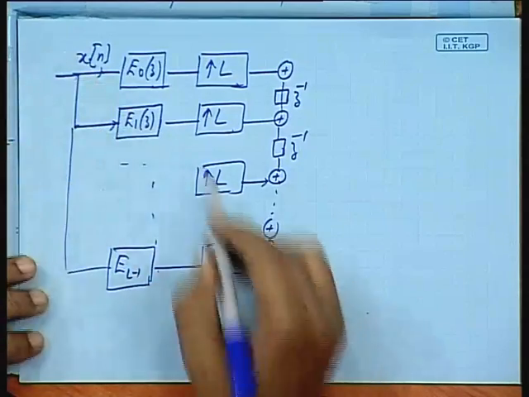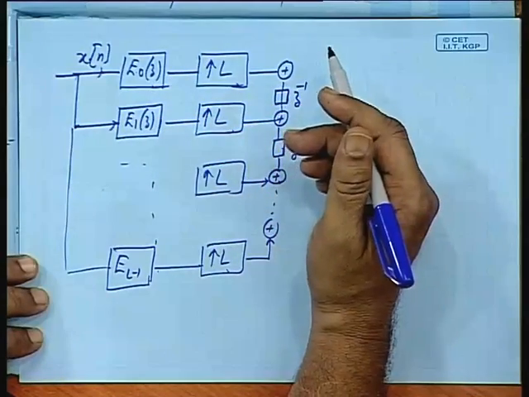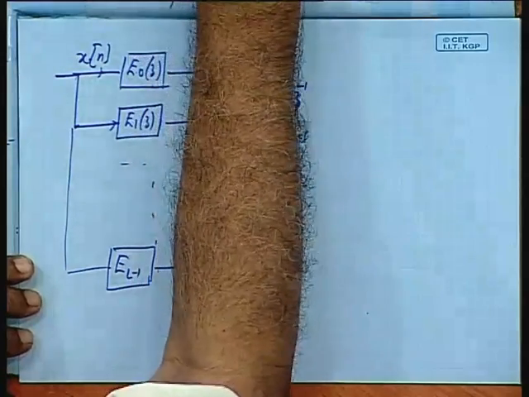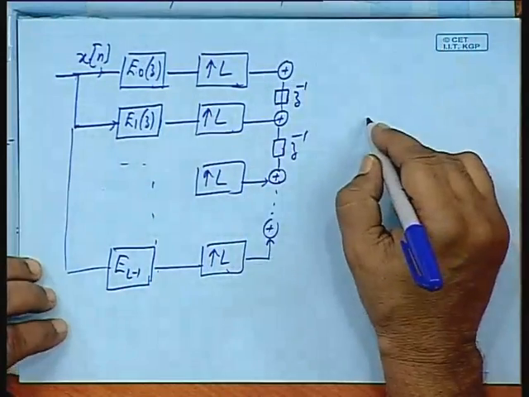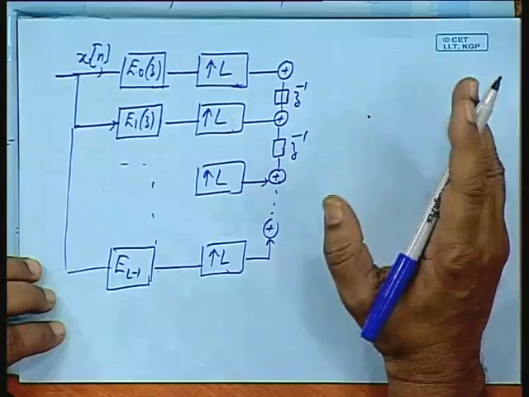So, you can feed to E0Z, E1Z, etc. If you remember, for a decimator, what was the relation? We have seen that if it is decimated first, and then the filter H(z), and we interchange the position of the decimator and the filter, then the filter will have to be such that Z inverse will be replaced by Z to the minus m.